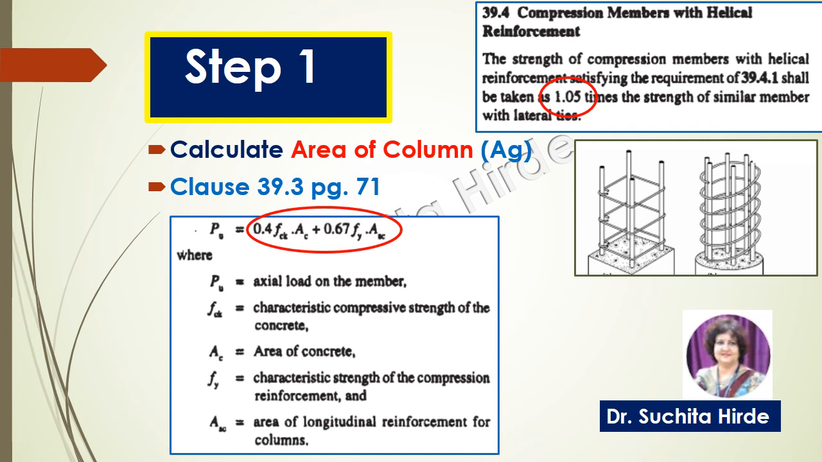While calculating area of column, we assume 1 to 2% of area of steel. So, for example, if you consider 1% of steel, we substitute 1 upon 100 Ag as ASC in this formula and 99 upon 100 Ag as AC, after which we get area of column. After calculating area of column, we decide size of column.